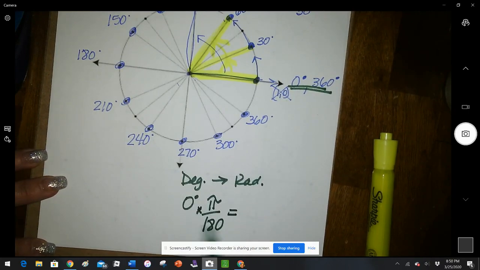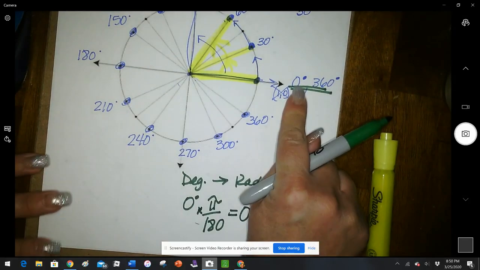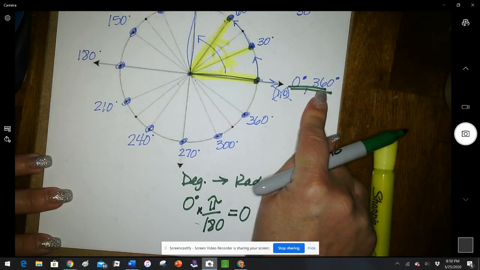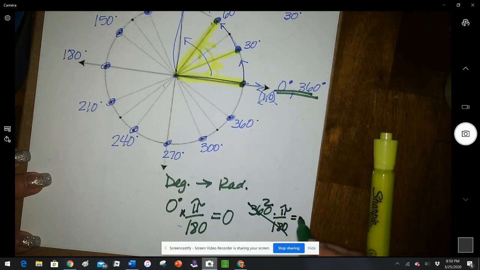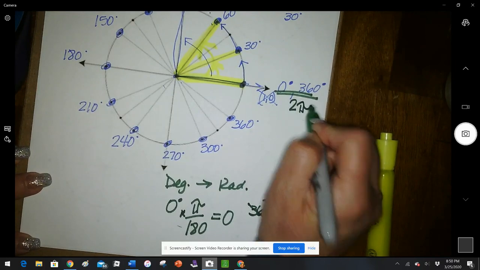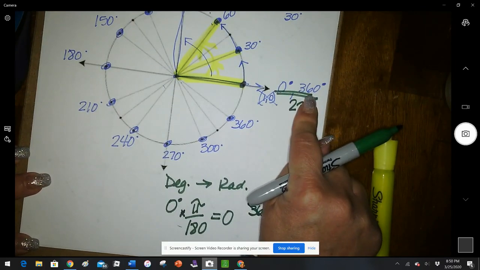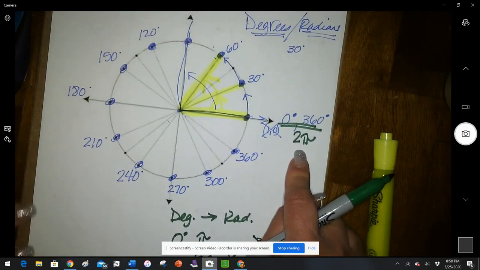Okay, and so when I do that with 0 degrees, I end up with 0. So this is also 0 radians. Let's go do 360. So if I take 360 and multiply by pi over 180, I'm going to get 2 pi. So this is 0 degrees, it's 360 degrees, it's also 0 radians as well as 2 pi radians.